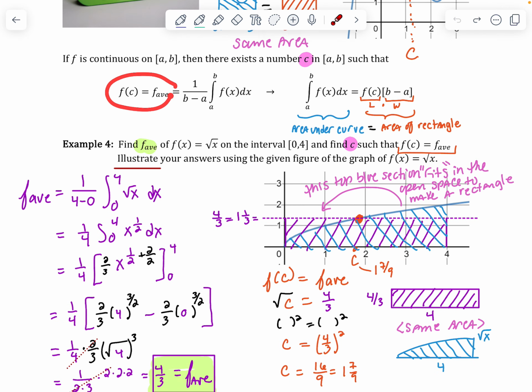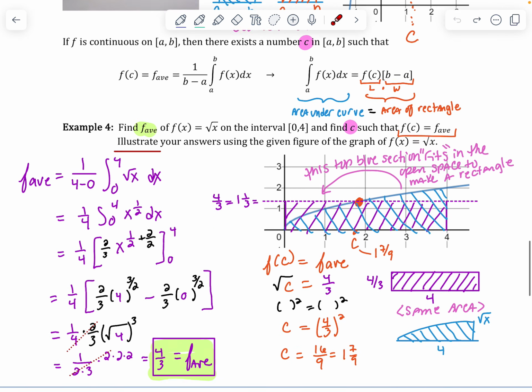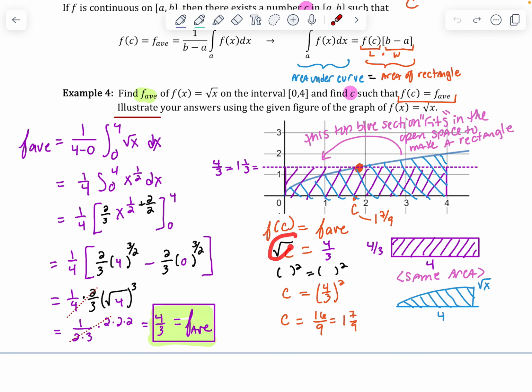Using the fact that f of c gives us that output average, I've got my f function, which is a square root. What number do I plug in to get 4/3 out? Well, I'm going to solve this by squaring both sides to get rid of the square root. That will give me 16/9. And now I have found that c is 1 7/9 if I wasn't going for a decimal value. And yeah, if I'm going from 0 to 4, then check. c is in between that range.